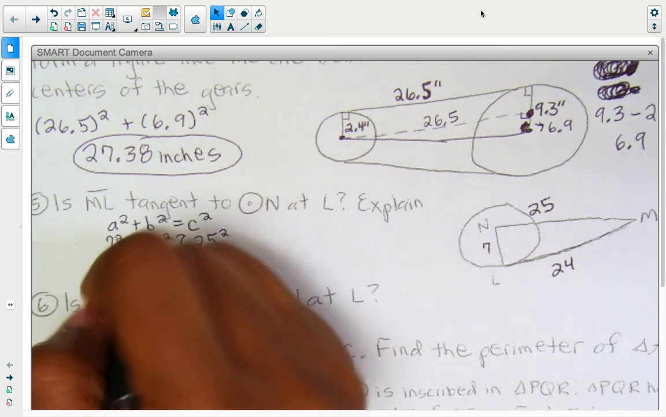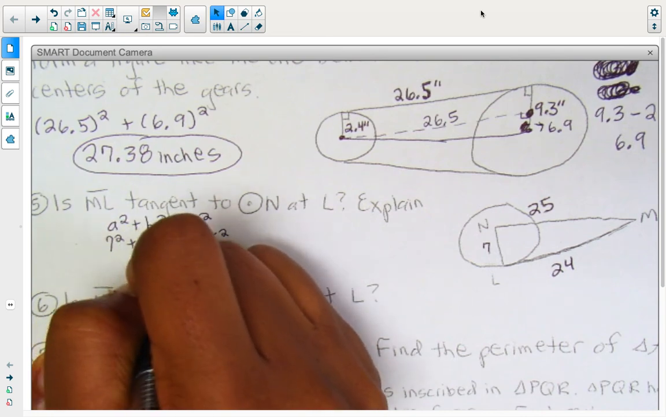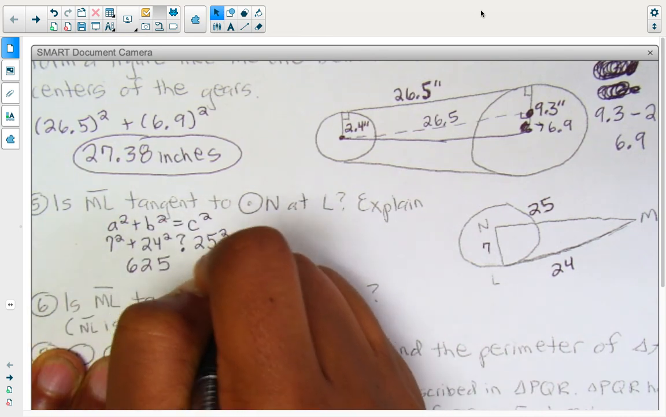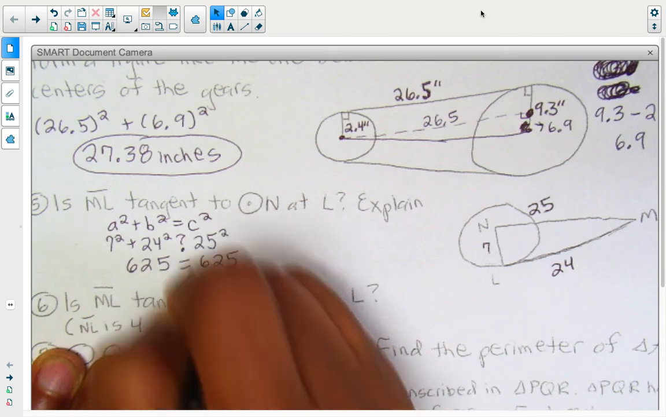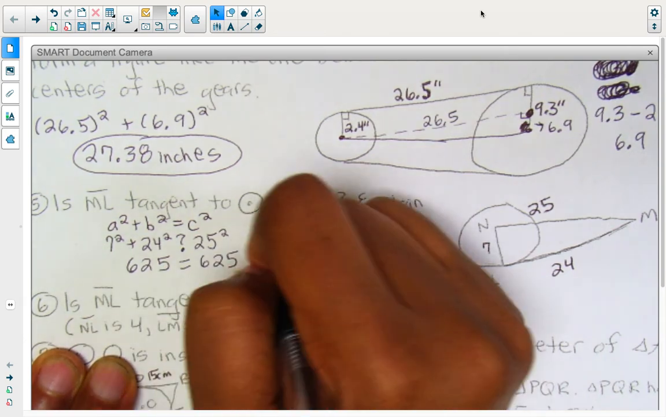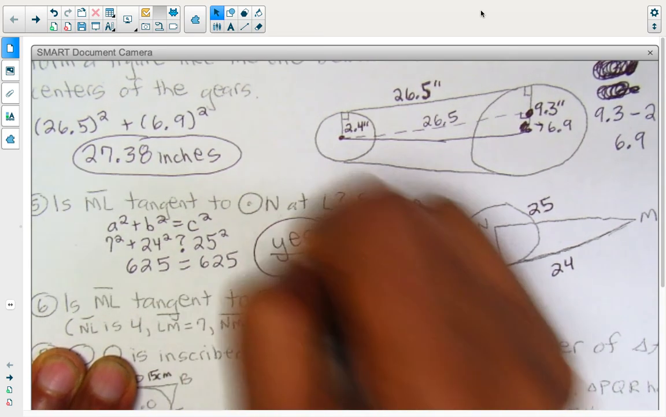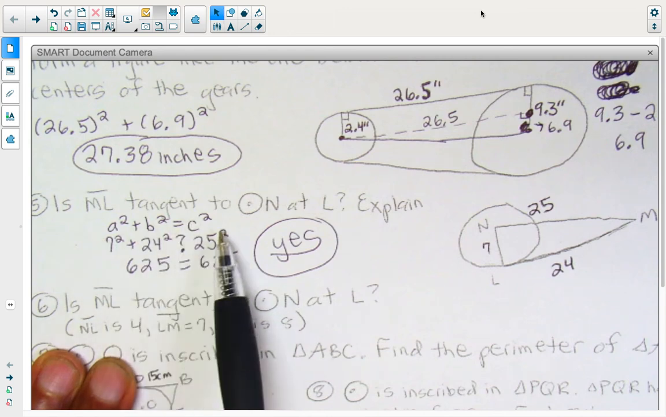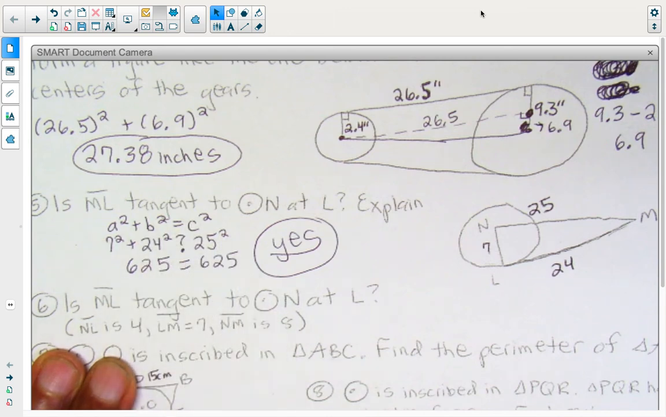If you go through and do the math, I got 625 on that side and 625 on that side. They are definitely equal to each other. So we'll say yes. And our explanation would be that we went through and did the Pythagorean Theorem, and a squared plus b squared does indeed equal c squared.